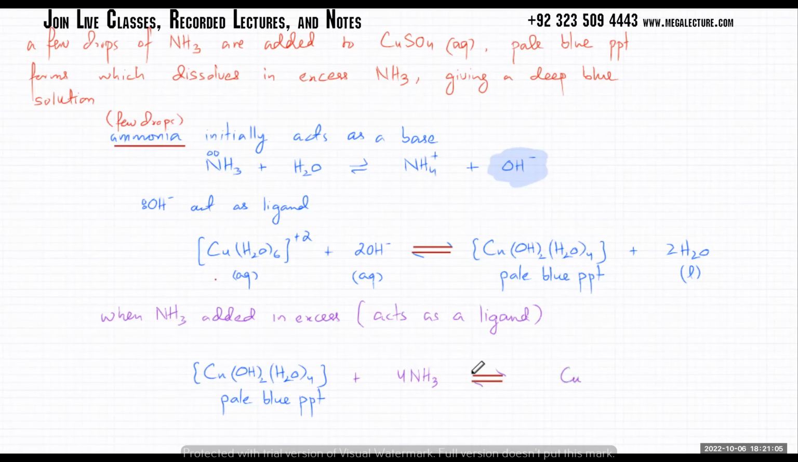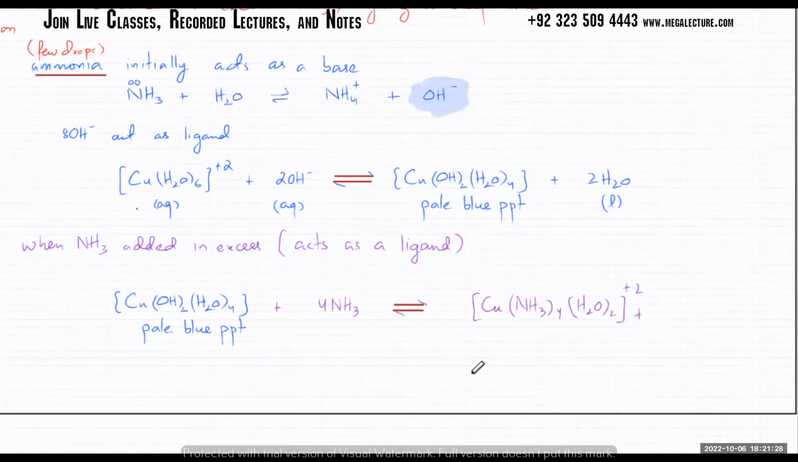And your copper then gets surrounded by NH3, giving a deep blue solution. There's only 2 water molecules left. And the overall thing will have a charge of +2. And the 2 OH ions are going to get replaced. And some of the water molecules are also going to get knocked out. So you get this reaction, that's your deep blue solution.